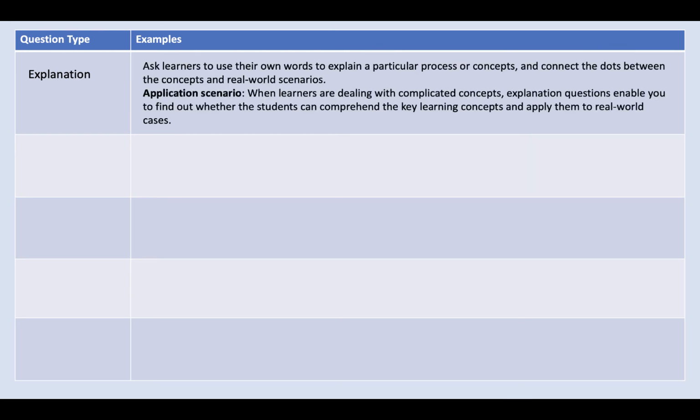Ask learners to use their own words to explain a particular process or concept, and then connect the dots between the concept and real-world scenarios. For example, when learners are dealing with a complicated concept, an explanation question enables you to find out whether the students can comprehend the key learning concept and then apply it to real-world cases.